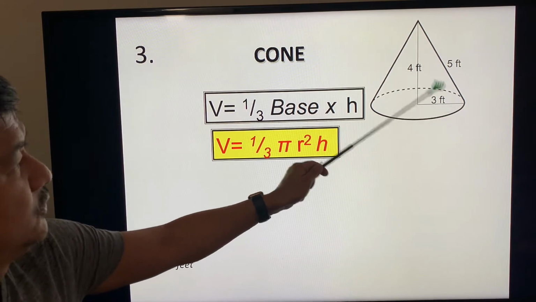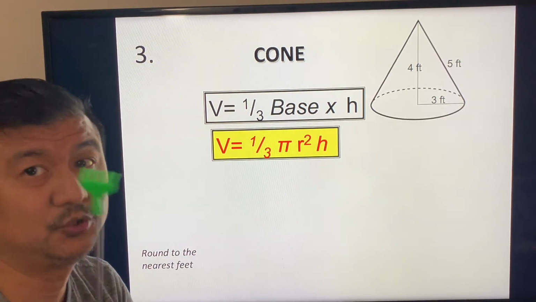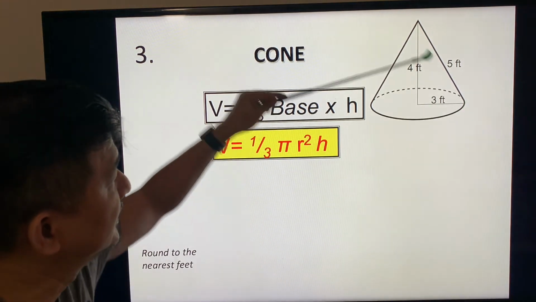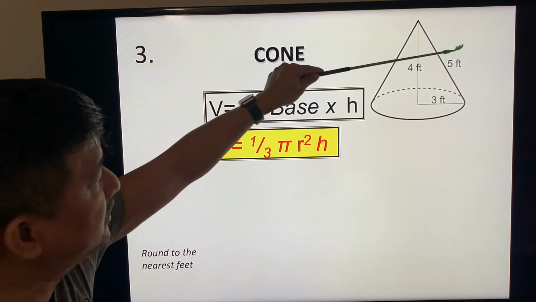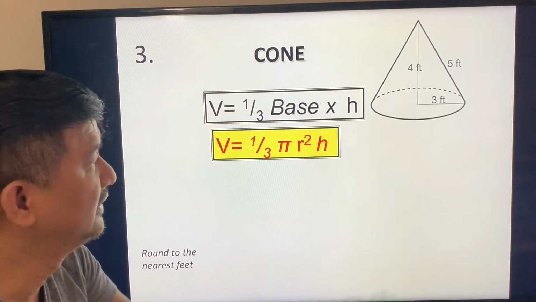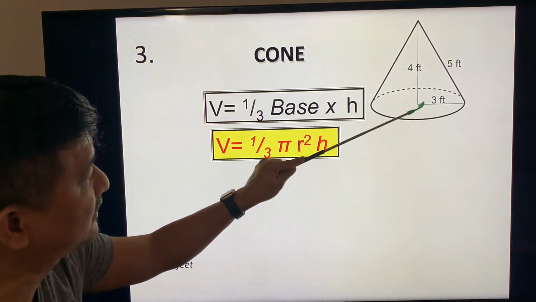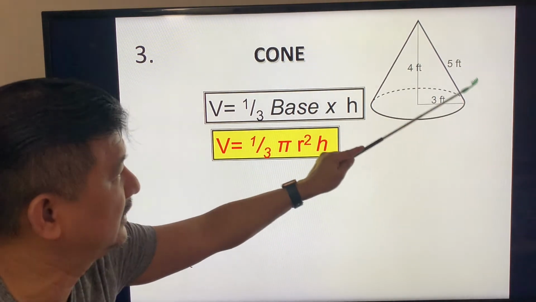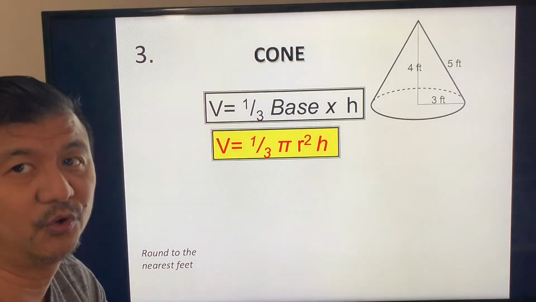The drawing will give you 3 different numbers, but I said you should know which numbers to use. Obviously, that's the radius. Check this out. Will I use 3 or 5 as my height? Remember, it has to be at 90 degrees from the ground. I'm not going to use a slanted height. No way. I'm going to use 4.